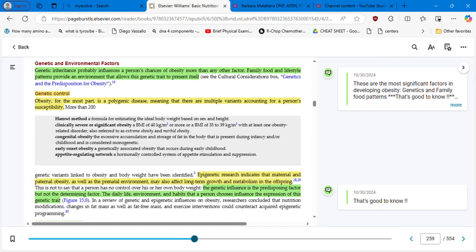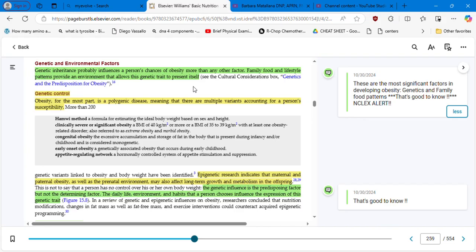Genetic and environmental factors. Genetic inheritance probably influences a person's chances of obesity more than any other factor. Family food and lifestyle patterns provide an environment that allows this genetic trait to present itself. So these are the most significant factors in developing obesity, right? Genetic and family food patterns. That's good to know. NCLEX alert, okay? Genetic and family food patterns.